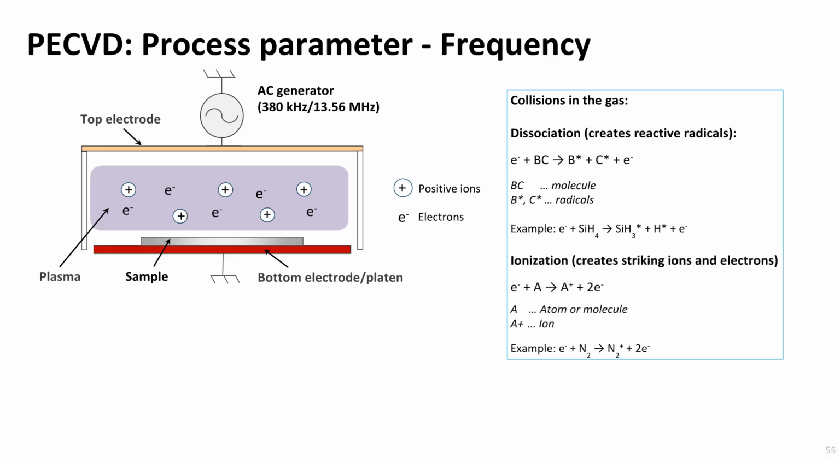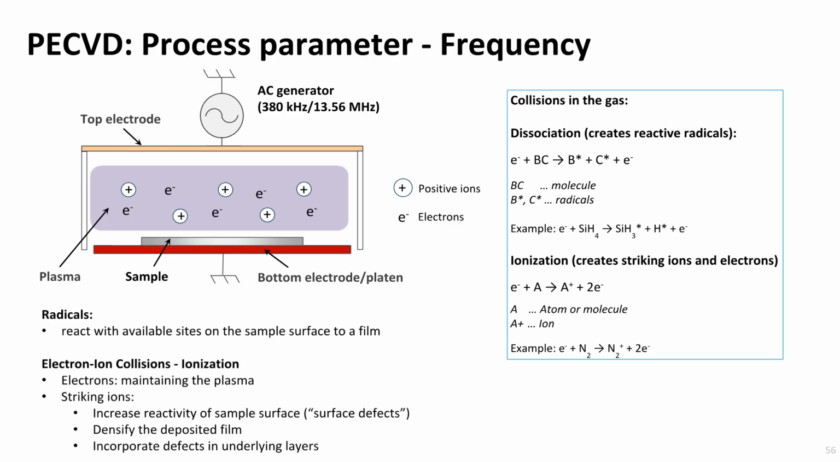The second is called ionization. When a free electron collides with a free atom or free molecule, it loses an electron and becomes a positively charged ion, called striking ions. The function of the reactive radicals is quite straightforward. They are reacting on the sample surface to form the film. They can also react with other radicals in the gas phase.